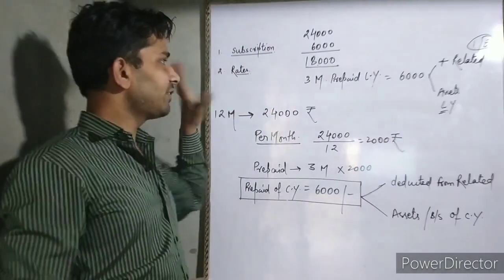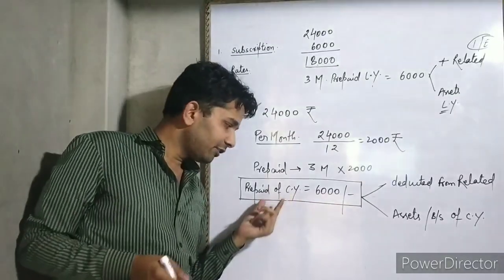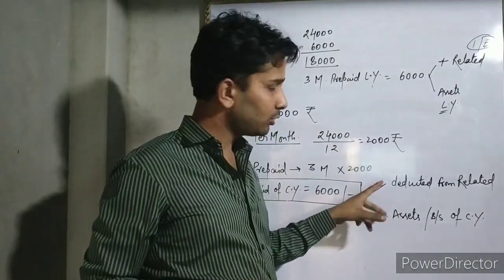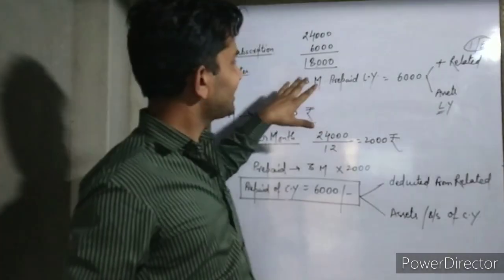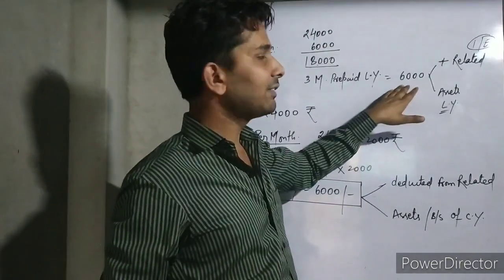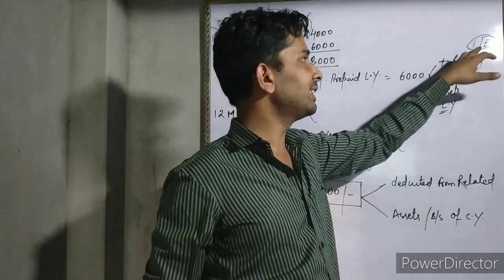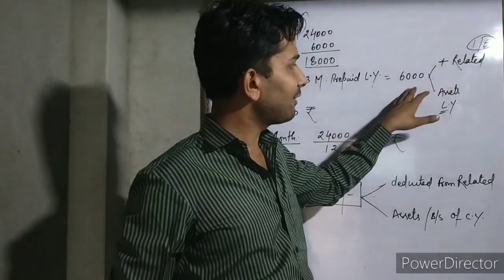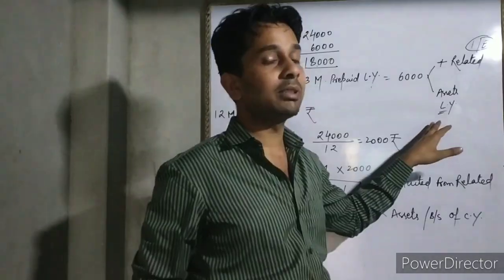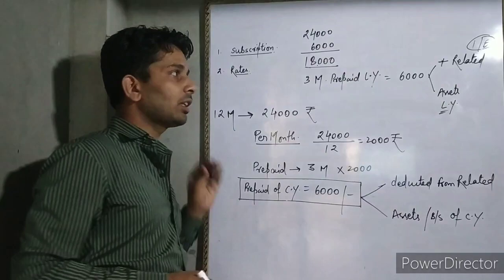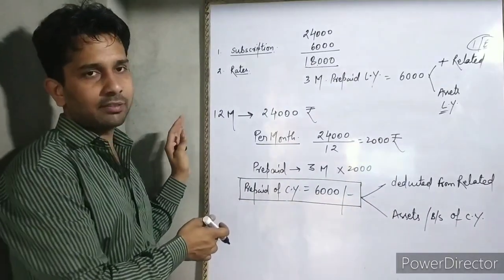So for the rates we are getting 2 types of prepaid. One is the prepaid of the current year, which will take place in 2 places. The next is the 3-month prepaid of last year, which will also take place in two places. Firstly, we have to add it with the related expense in income and expenditure, and secondly, we have to post it on the asset side of your balance sheet of the last year. Okay, got that? You can take the screenshot of that as well.